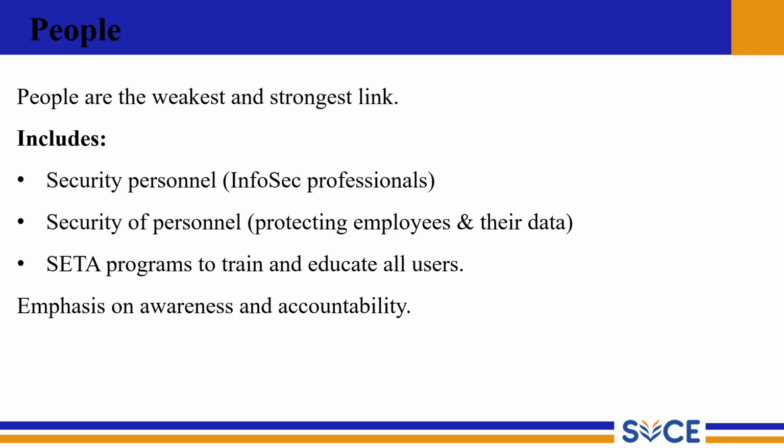Now let's talk about the fifth and most crucial principle, people. It's often said that technology does not make mistakes, people do. And that's exactly why people are both the strongest and weakest link in the security chain. This principle covers two main areas. First, the security personnel, or the professionals who manage and implement security. And second, the security of personnel, which means protecting employees themselves and their personal information.